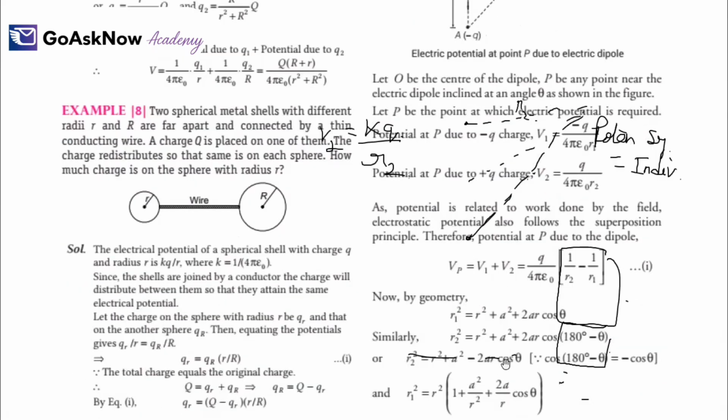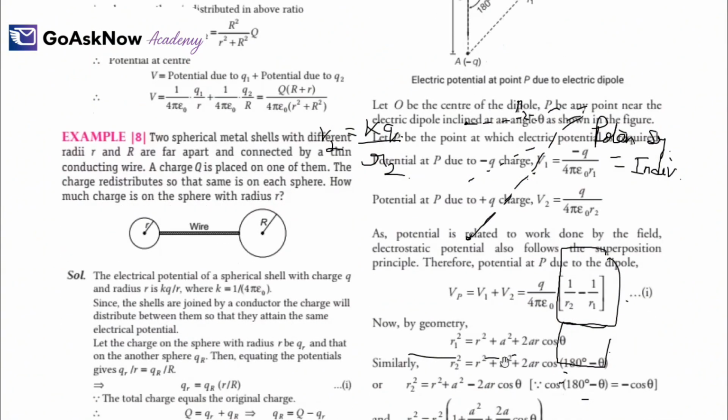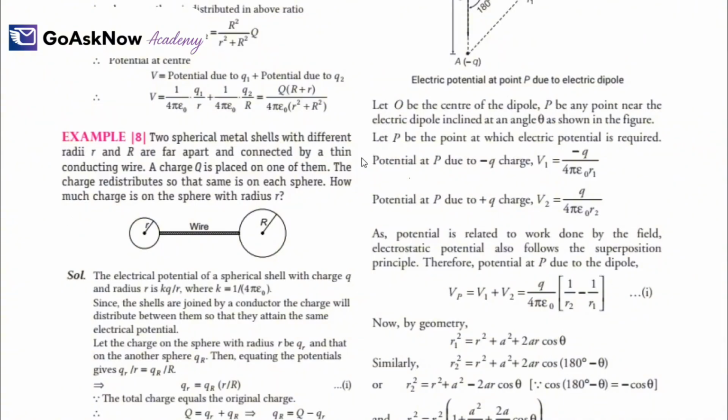Yes. Now by geometry, you have R1 square equal to R2 square plus A square plus 2AR cos theta. How has this result come? So let's see why this is coming here.